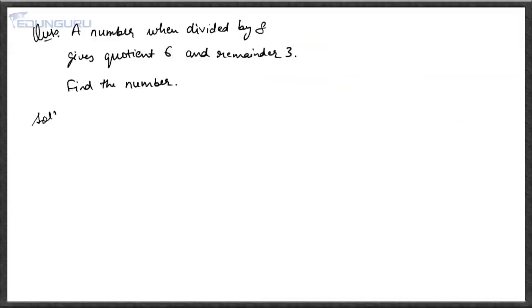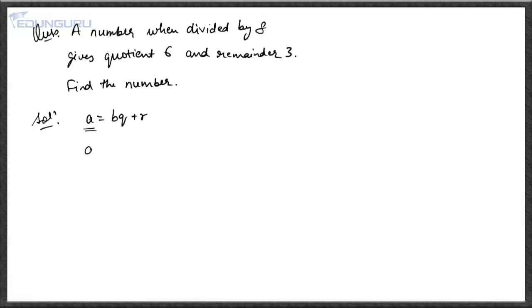Let me write down the division lemma first. A is equal to BQ plus R. What is being asked is the value of A. In such a case, we have to just substitute the relevant values of B, Q, R, and you will get the value of A. Let me do it quickly for you.